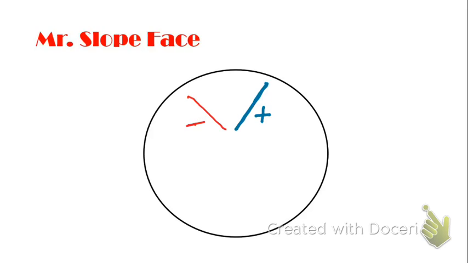Now here we got his nose, which is a vertical line, and we call that undefined. If you notice the U that I made there, that stands for undefined. So U is undefined. The vertical line has a slope that is undefined.